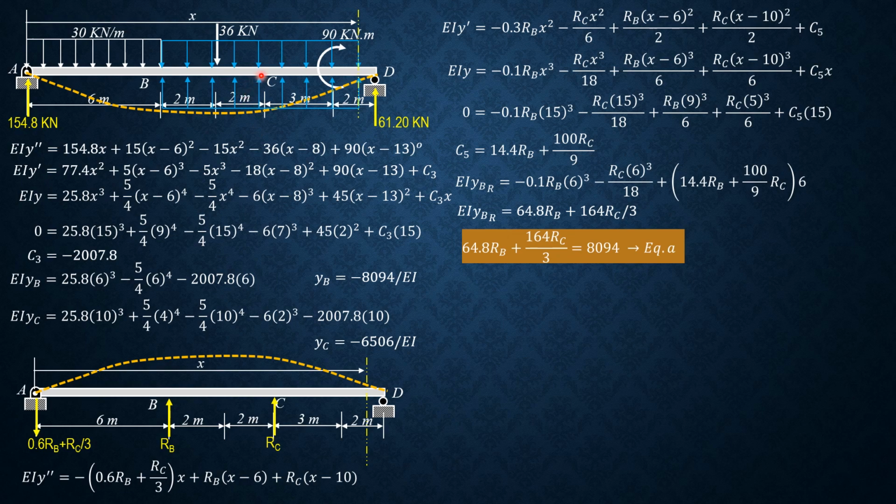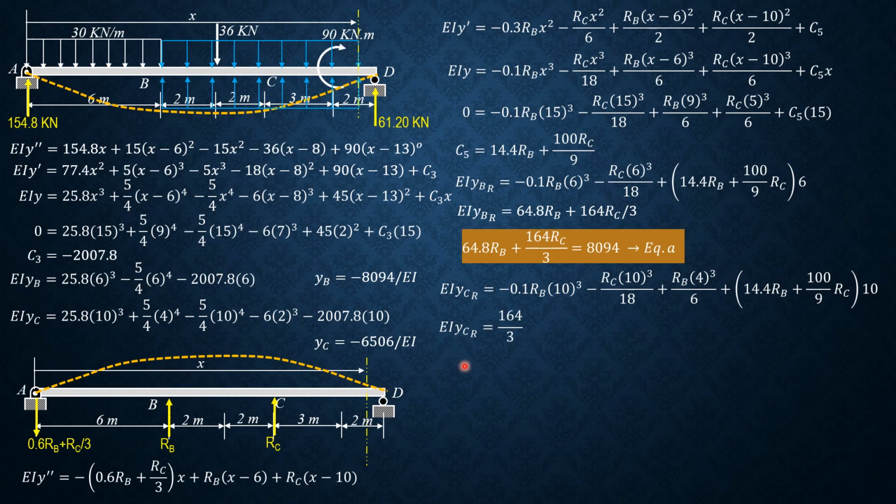When X is 10, then we can solve EIYCR due to reaction into this equation. So negative 0.1 RB times 10 cube minus RC 10 cube over 18, then plus RB 4 cube over 6, then plus C sub 5, which is quantity 14.4 RB plus 1000 over 9 RC, times 10. Combining like terms, then we can solve EIYCR. So EIYCR equals 164 over 3 RB plus 500 over 9 R sub C.